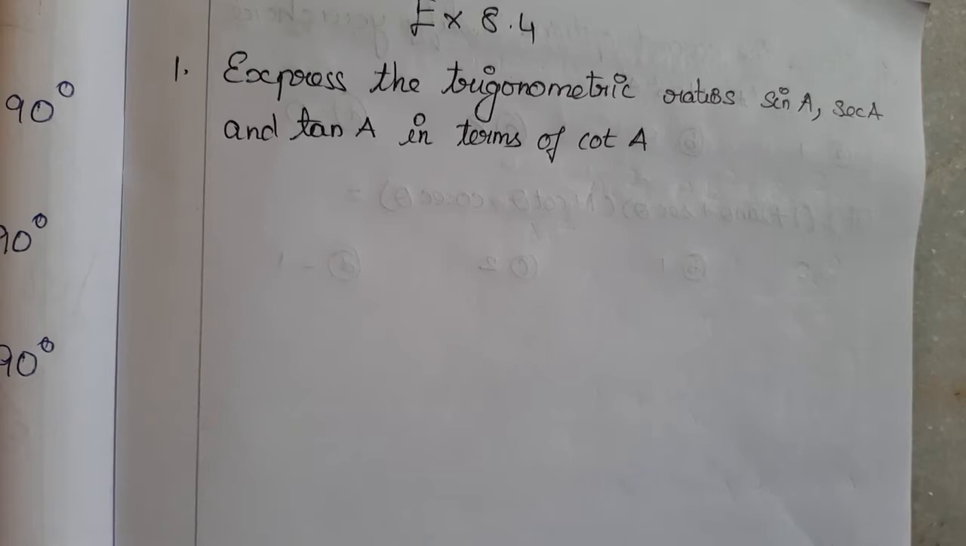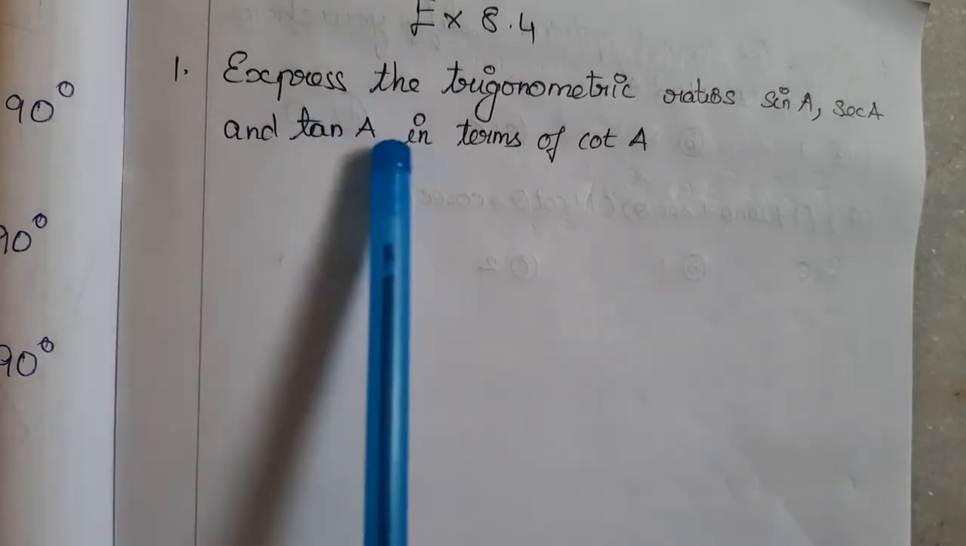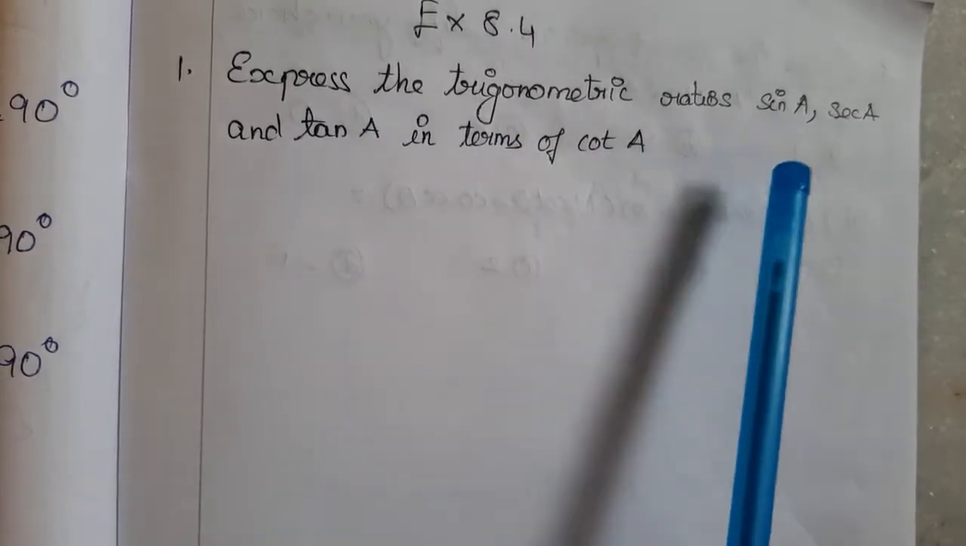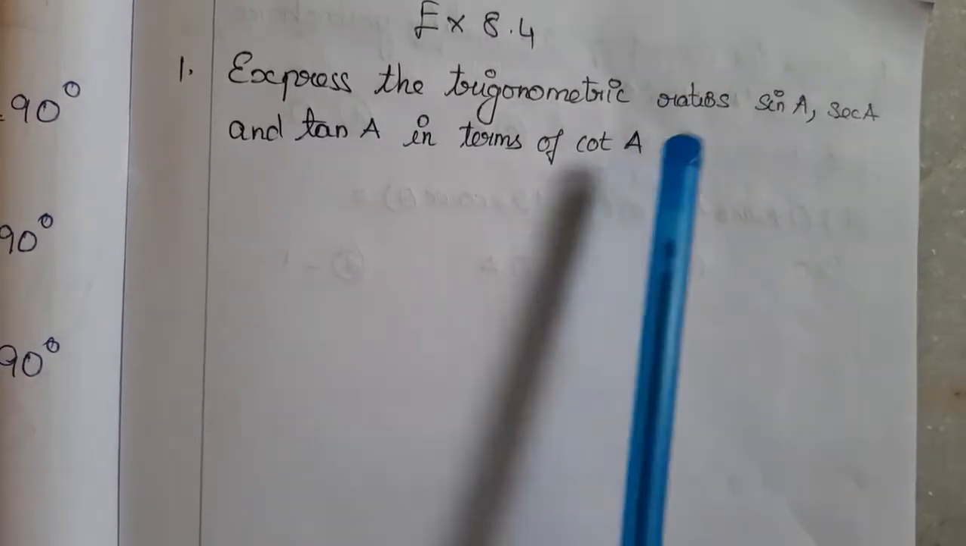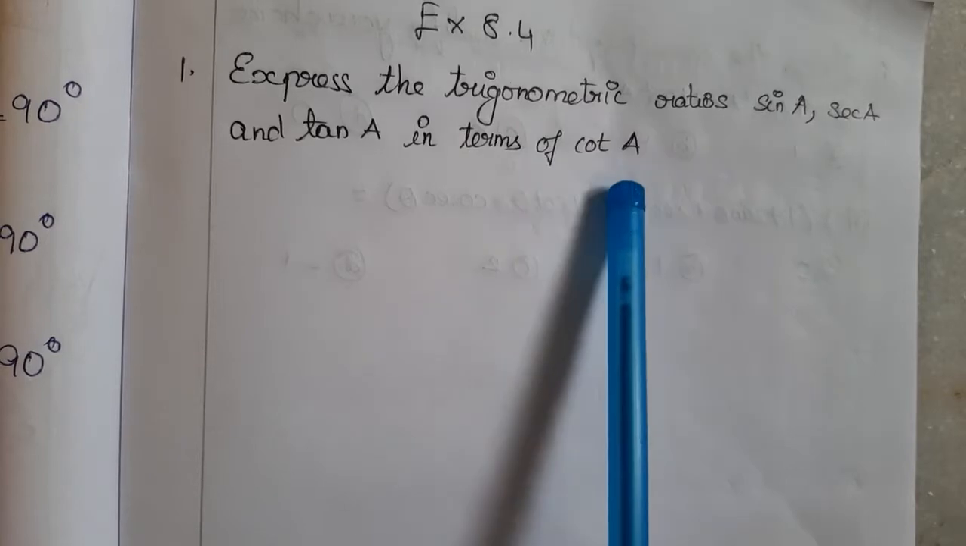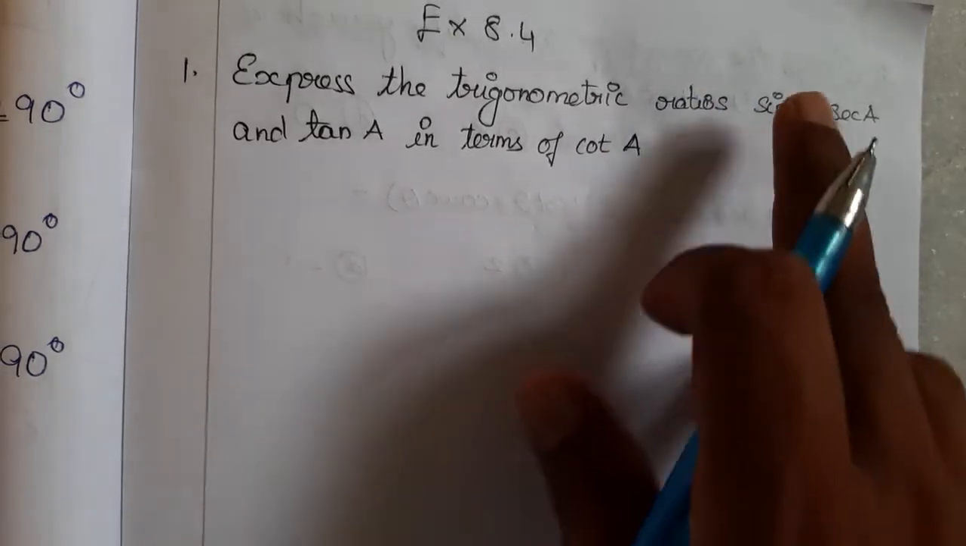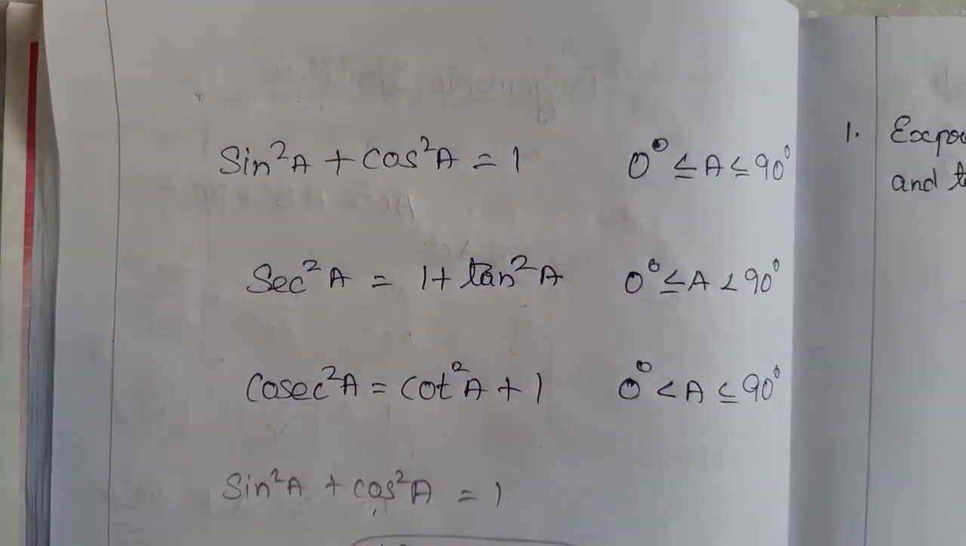So here we go for the problem. Express the trigonometric ratios sin A, sec A and tan A in terms of cot A. So sin A we have to represent in terms of cot A, sec A we have to represent in terms of cot A, and tan A we can represent in terms of cot A. With the ratios alone we cannot express, but we can use identities. So we have to represent sin in terms of cot A. So we can look at these identities.